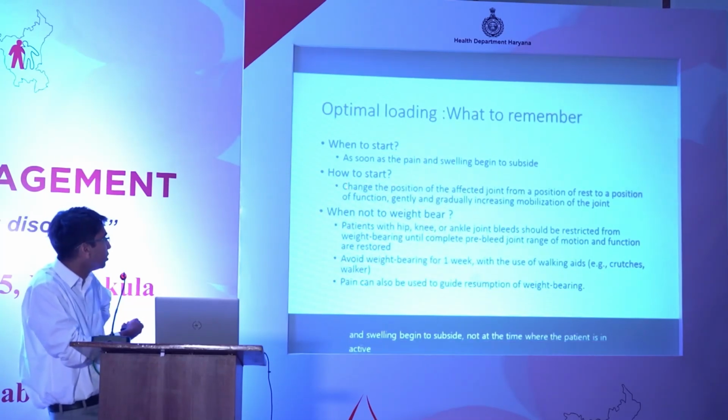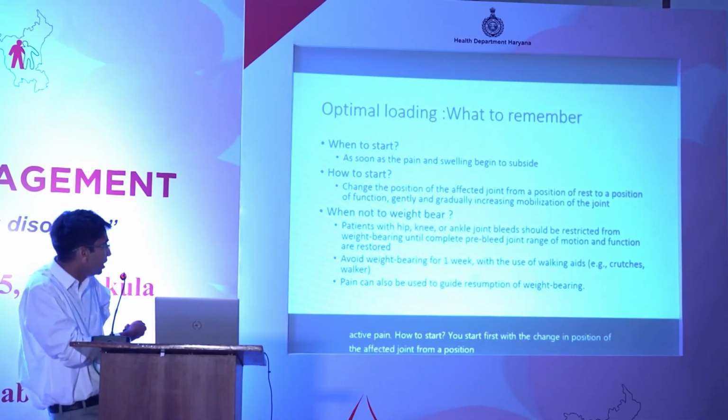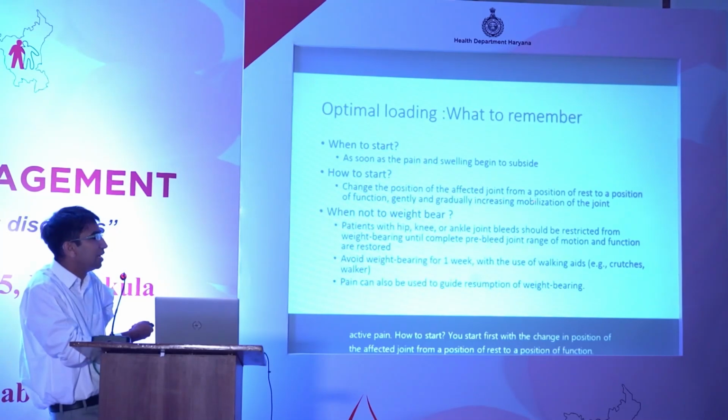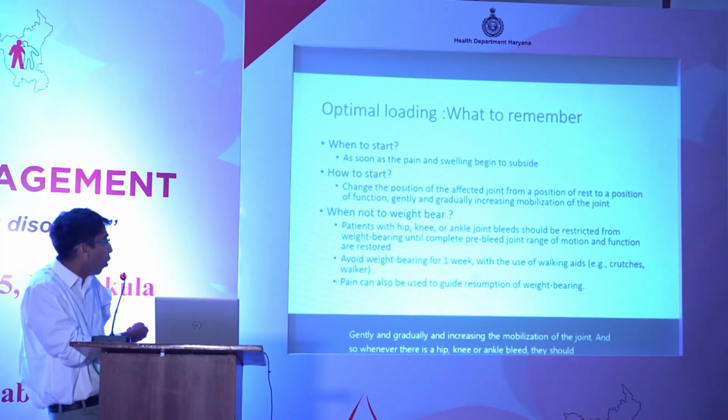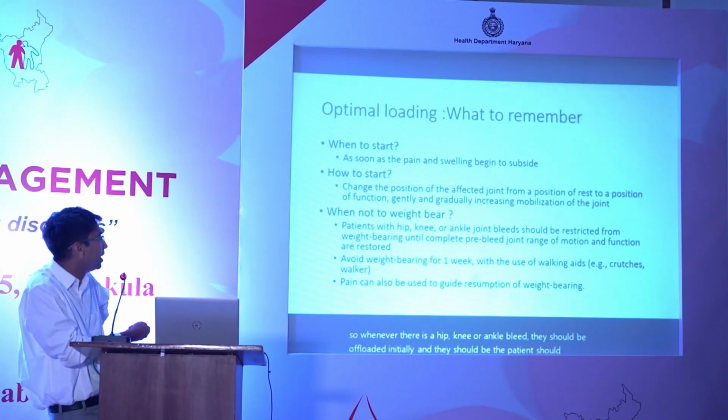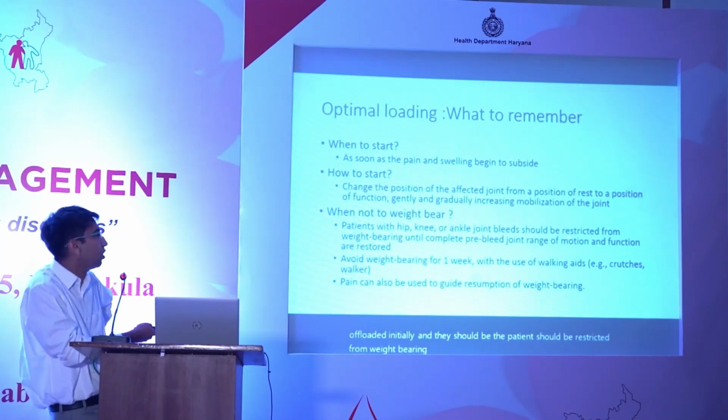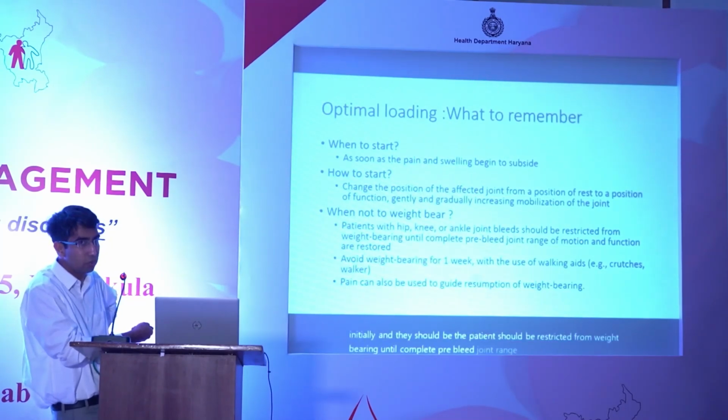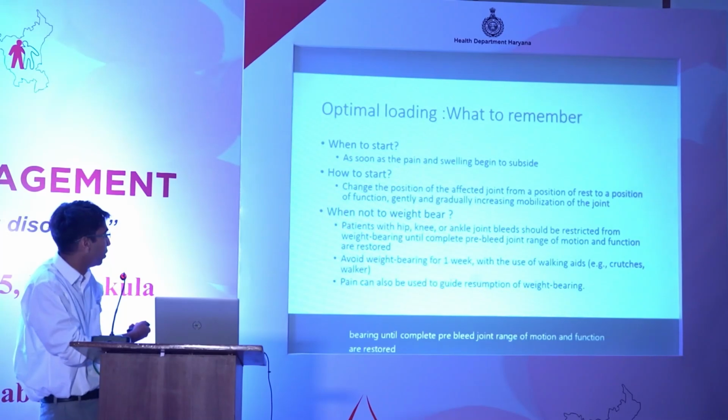How to start? You start first with the change in position of the affected joint from a position of rest to a position of function, gently and gradually, increasing the mobilization of the joint. Whenever there is a hip, knee, or ankle bleed, they should be offloaded initially, and the patient should be restricted from weight bearing until complete pre-bleed joint range of motion and function are restored. These are lines I have taken from the WFH as well.